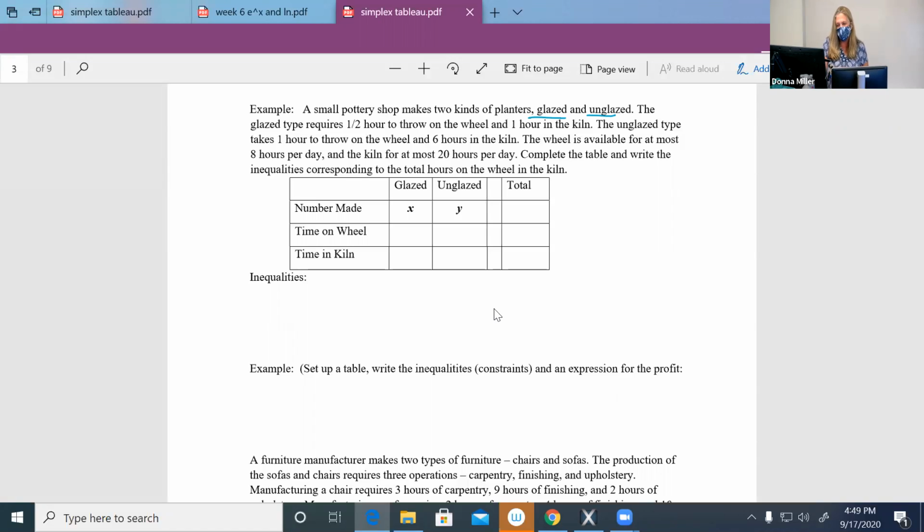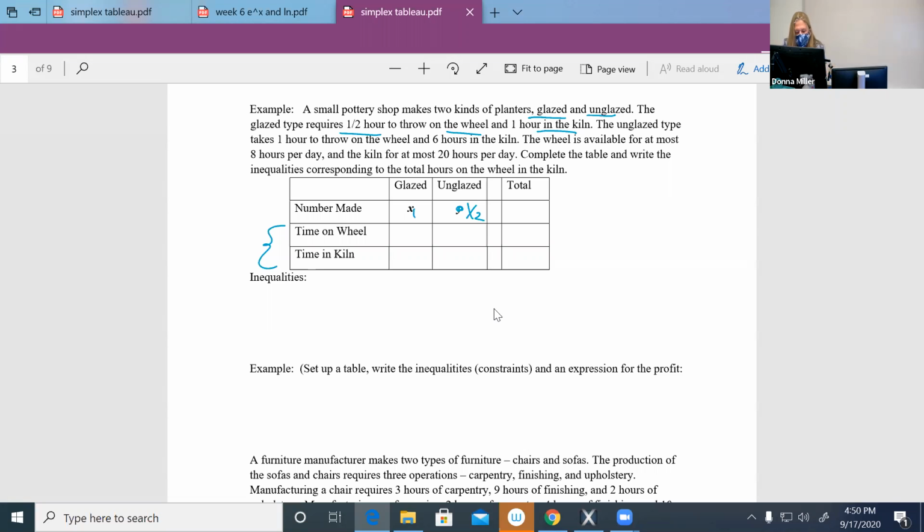See, that goes on the top of the columns. Okay. The glazed type requires half an hour to throw in the wheel and half an hour in the kiln. So here's my resources, right? Yes, the wheel and the kiln. And this is X1, we'll call this X2. All right, so let's fill in the chart.